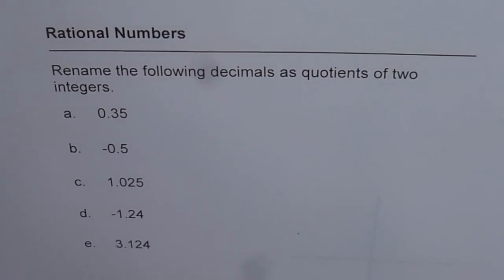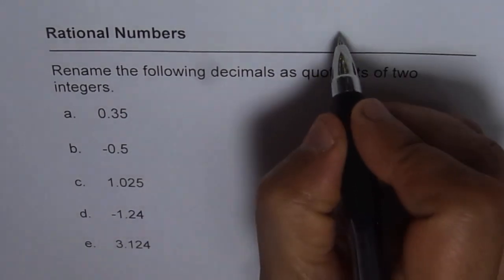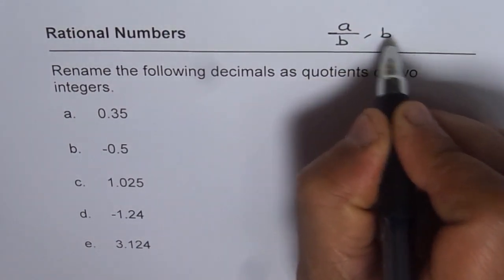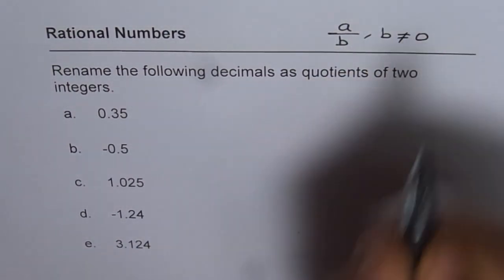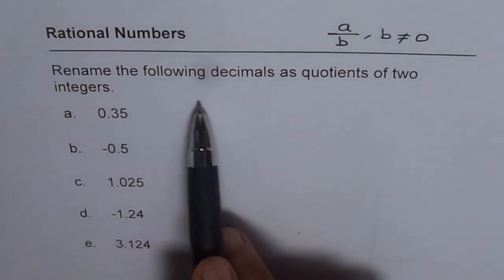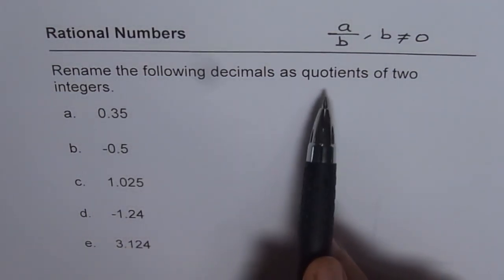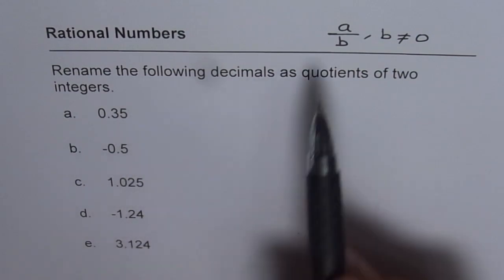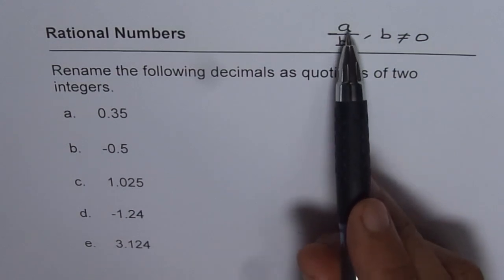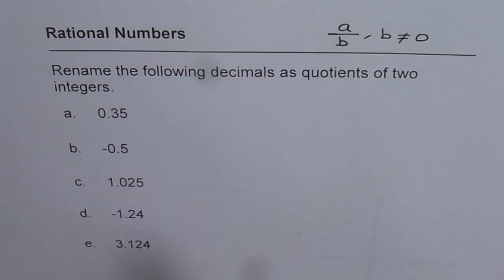Rational numbers. As you know, rational numbers are numbers which could be written in the form of a divided by b, where b is not equal to 0 and a and b are integers, right? Question here is, rename the following decimals as quotients of two integers. That is also called quotients of two integers, one integer divided by the other.